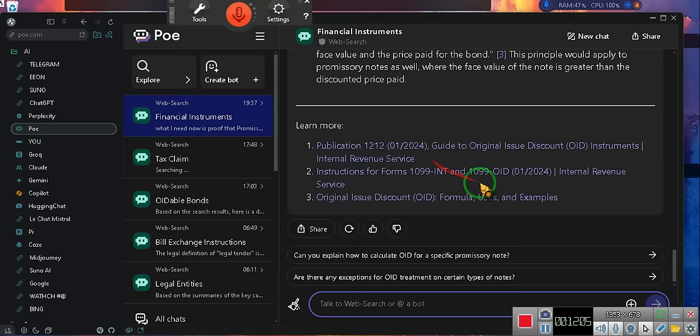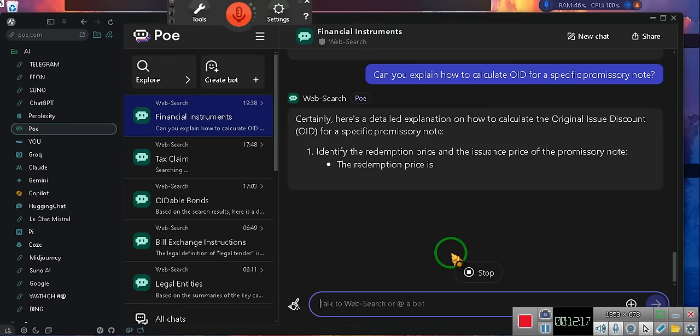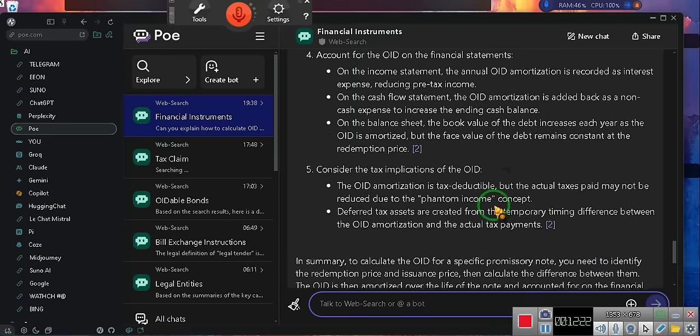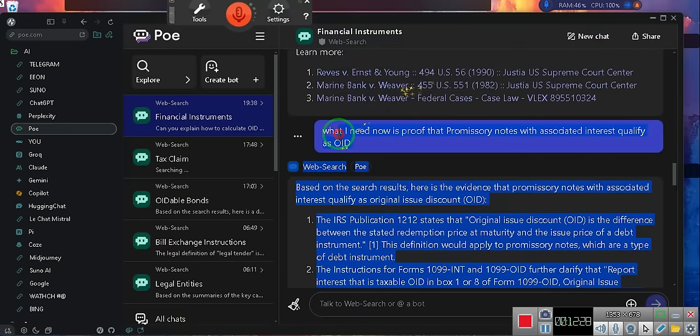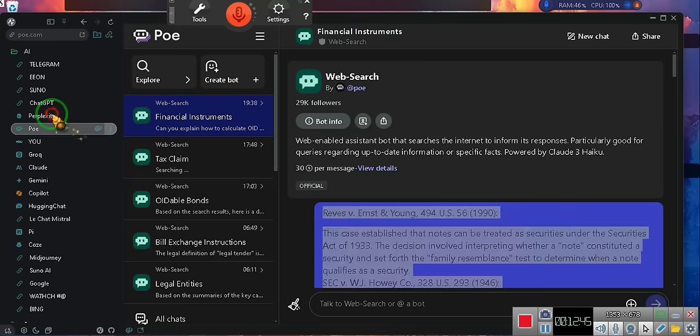Now we need to go to Perplexity because Perplexity says no. Can you explain how to calculate OID for a specific promissory note? Yes, I went through all of this to prove to you guys that I know what I'm talking about. Okay. This is the information you need. So guess what? I've already uploaded the document. Now I gotta do it again, y'all. I gotta update it. Okay? Hold on now. Yeah, let's do that. We're gonna take all of this and we're gonna put this in Perplexity since it told me I was wrong.